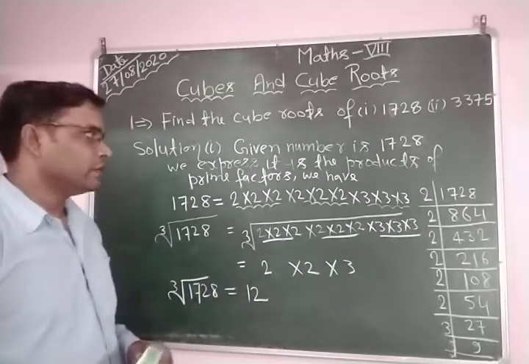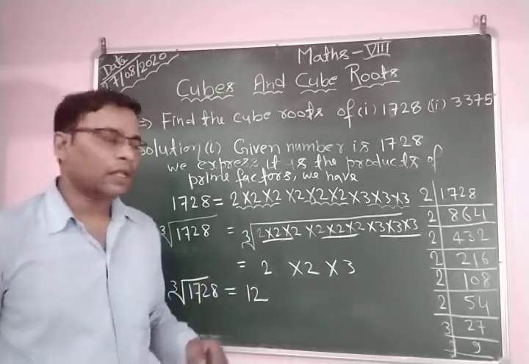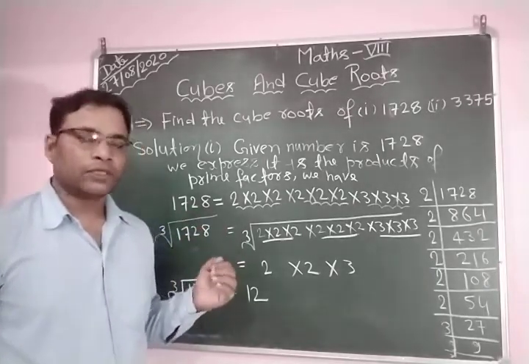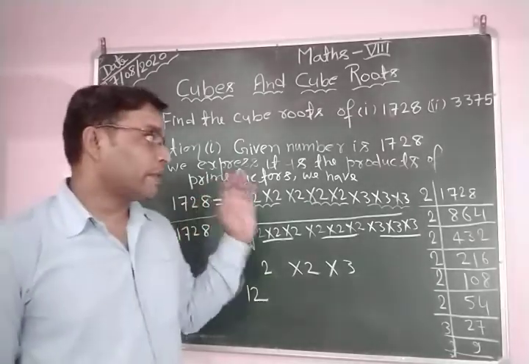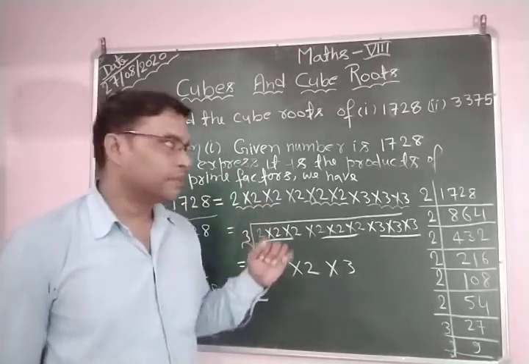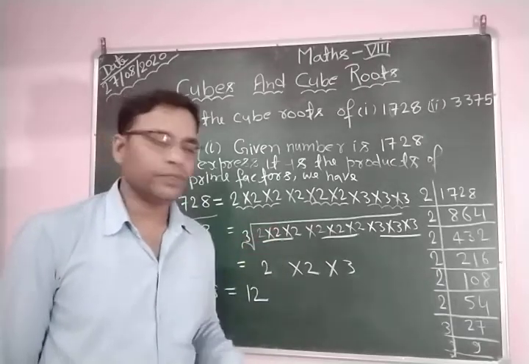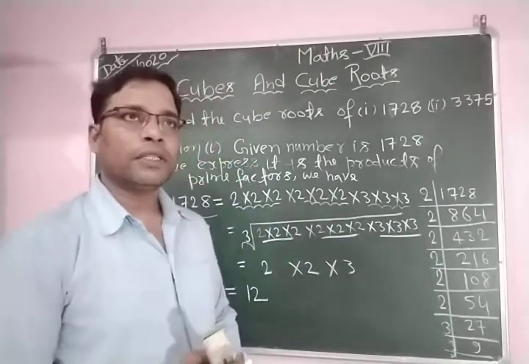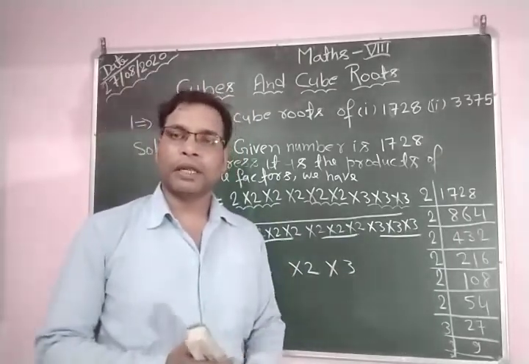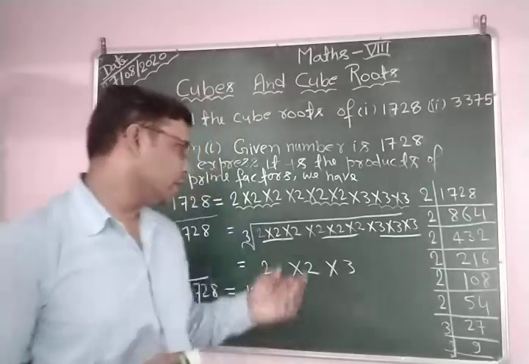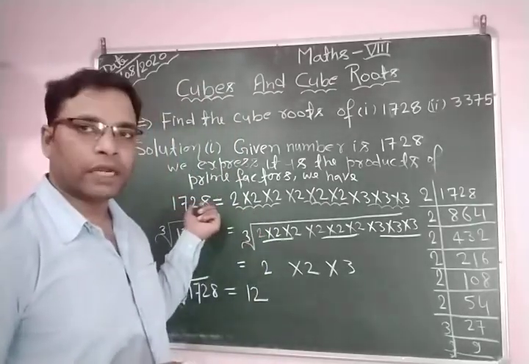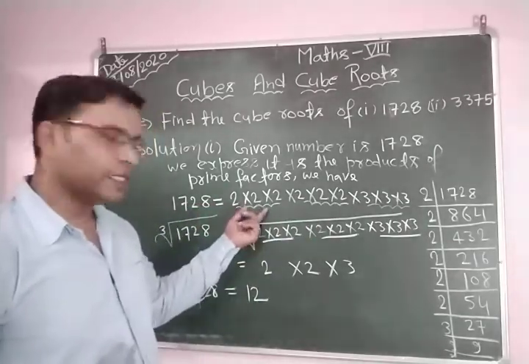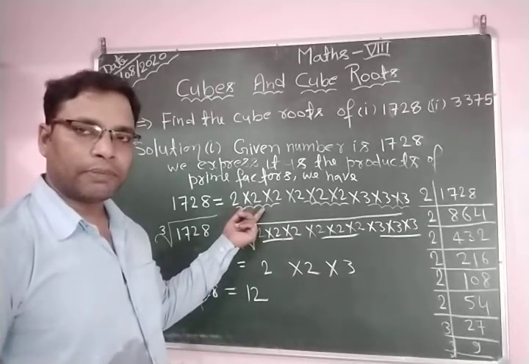Clear? Students, I hope all of you understood how to find the cube root of any given number. First we need to find the prime factors of the given number. For this we use the prime factorization method. After this we make groups of triplets of equal prime numbers. So first we express 1728 as a product of prime factors. After this we make the group triplets of equal prime numbers.